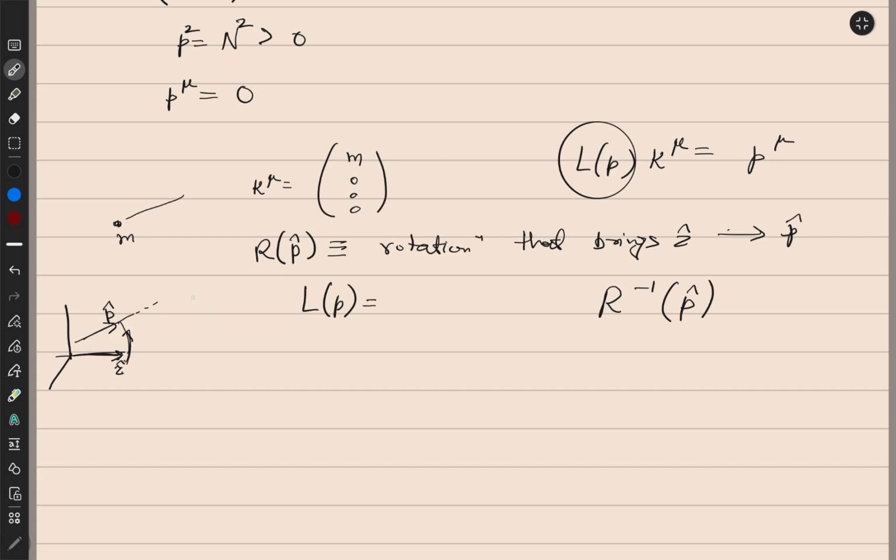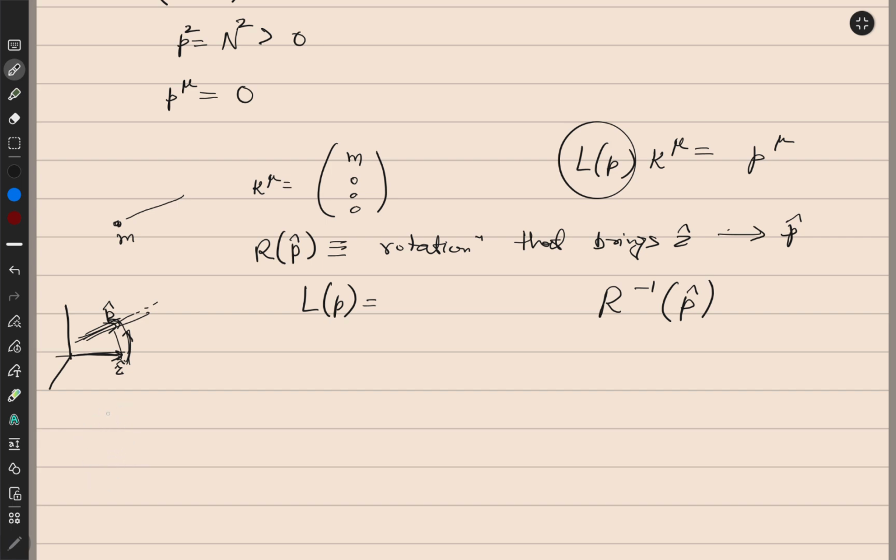Now I can boost in the Z direction, because now my Z cap is in the direction of P cap. So from my reference, now I'm in this simpler problem where I had a mass, and now I have to jump to a frame which is moving parallelly to this Z axis. So this is an easier problem. We know how this Lorentz transformation looks, right?